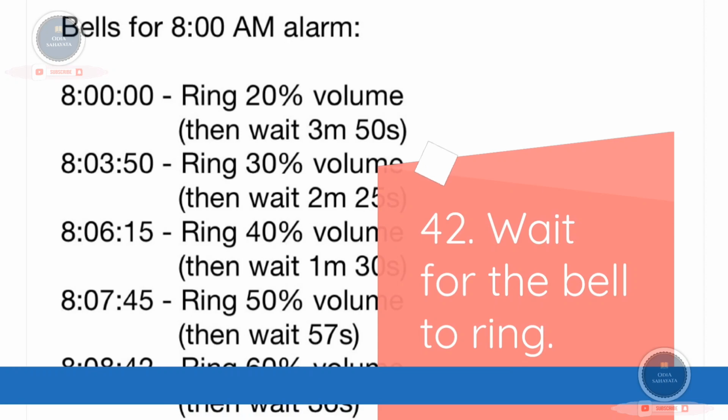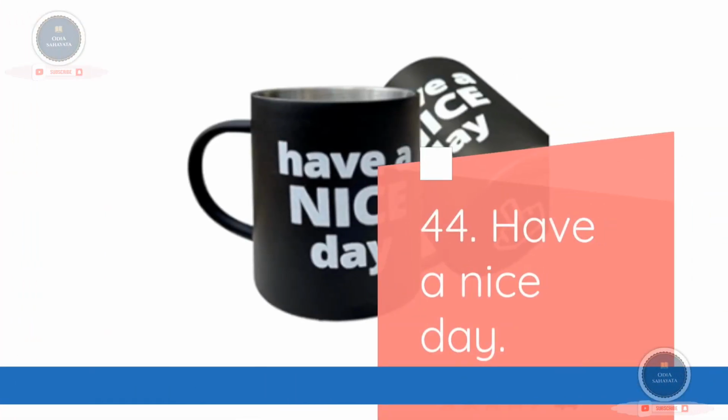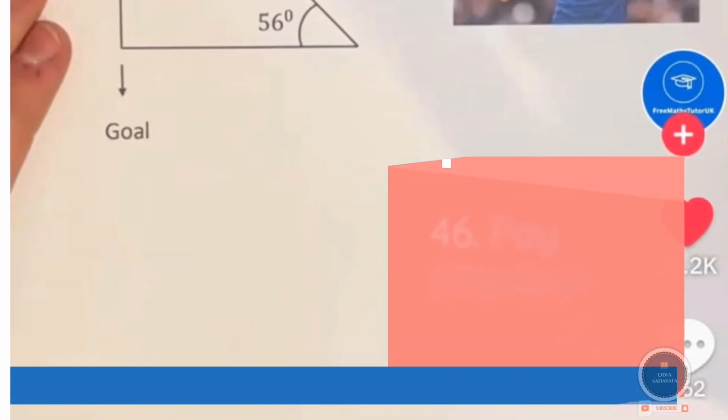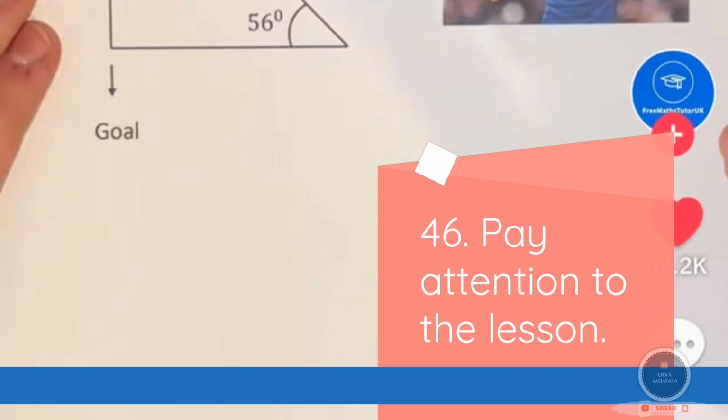42. Wait for the bell to ring. 43. See you tomorrow. 44. Have a nice day. 45. Please respect your classmates. 46. Pay attention to the lesson.